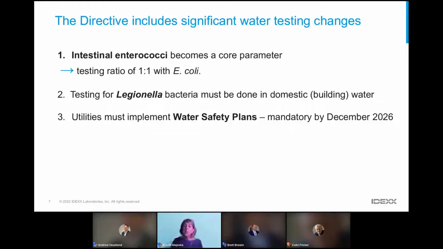Finally, utilities will need to implement system-wide water safety plans. Now, this is quite a significant endeavor. So the deadline, it's worth noting, for this particular requirement is for meeting the requirement by December 2026.